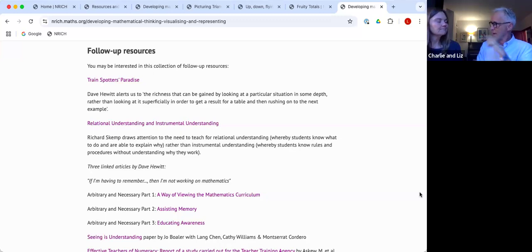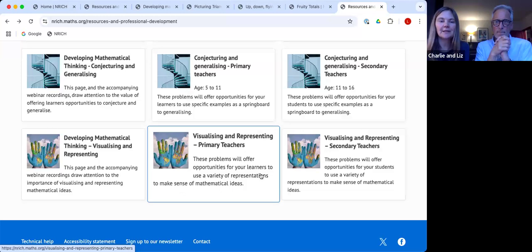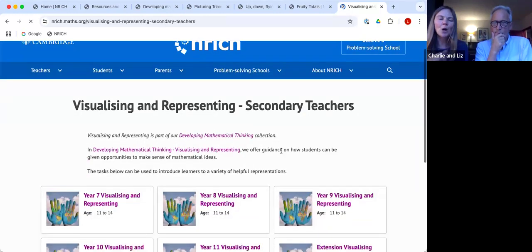We have included problems about visualizing and representing organized by year group, which might also be very helpful to everybody. That's right. If we go back to the page, the left-hand column represents the guidance and the recording of the webinars, but here on the right-hand side, you also have links to a whole range of secondary problems, which will particularly lend themselves to students focusing on representation.